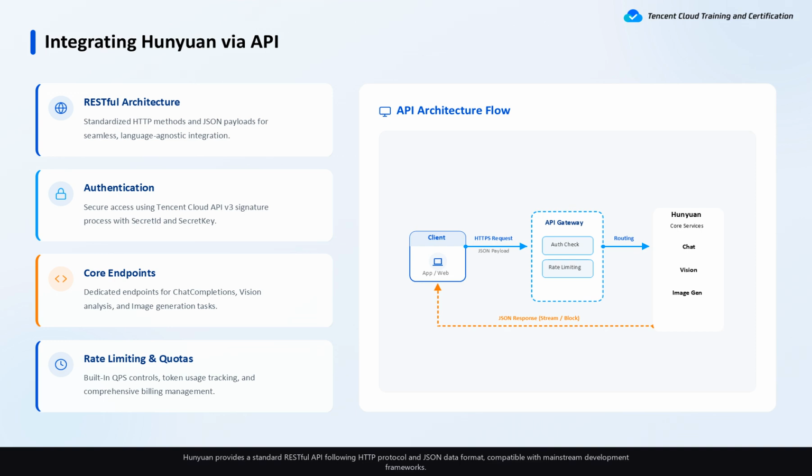Hunyuan provides a standard RESTful API following HTTP protocol and JSON data format, compatible with mainstream development frameworks. The call workflow has 3 steps. First, authentication. Developers obtain secret ID and secret key credentials from the Tencent Cloud Console to sign each request. Second, making the request using HTTPS REST or RPC format, with the body containing the model name, conversation messages, and configuration parameters like temperature. Third, processing the JSON response, which contains generated content, token usage statistics, and request metadata.